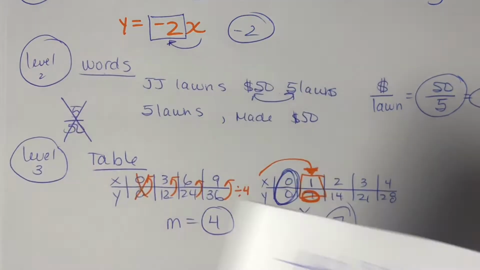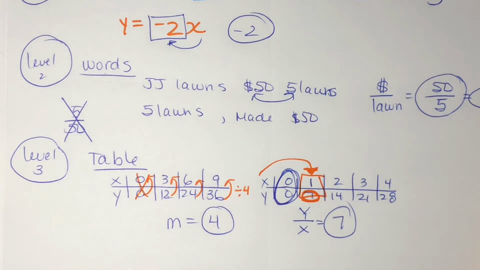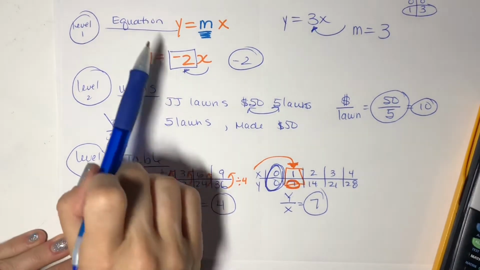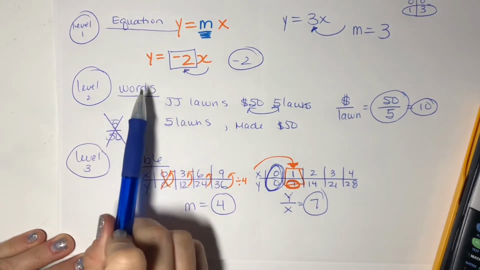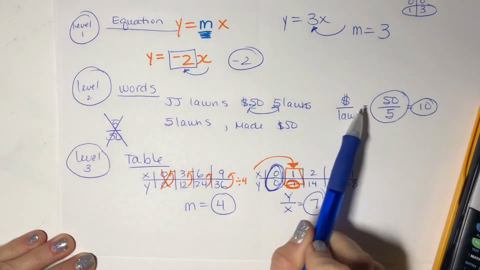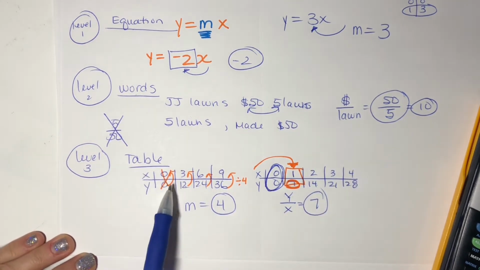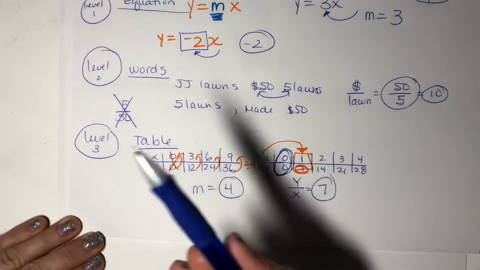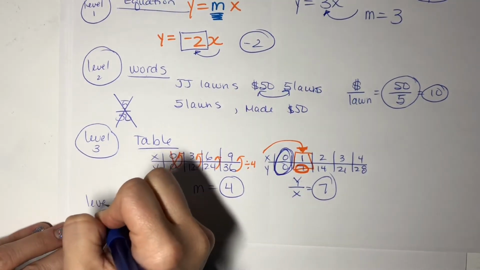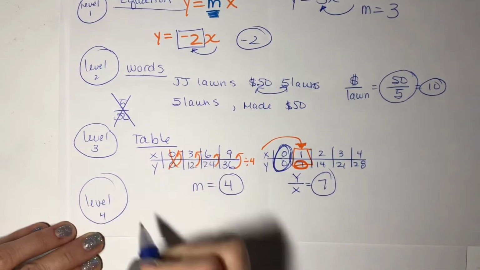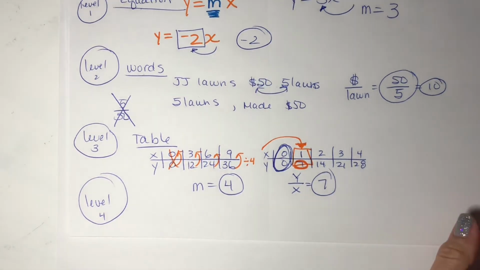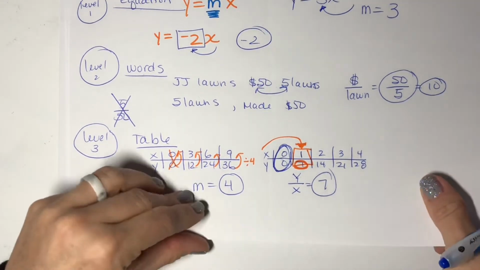All right, so we have found out how to find the constant of proportionality from an equation. Boom. From words, y divided by x. From table, y divided by x. And level 4 is going to be the graph. And there's actually going to be 2 levels, I guess. We're going to go to level 5 because one can be a little trickier than the other.